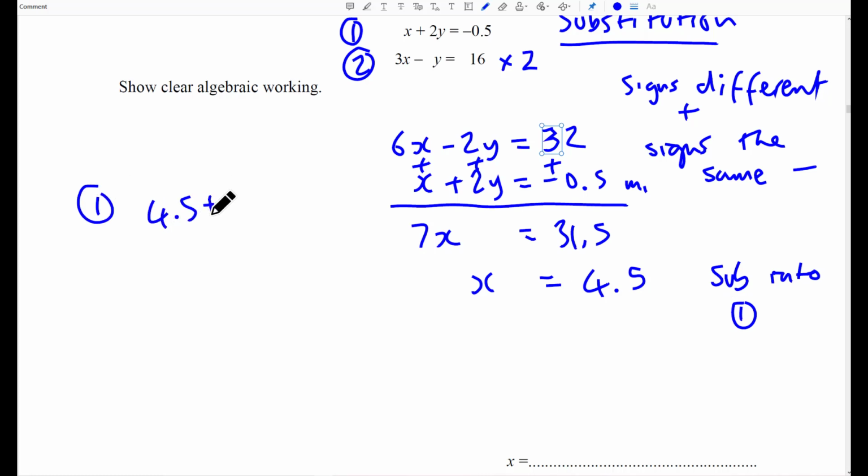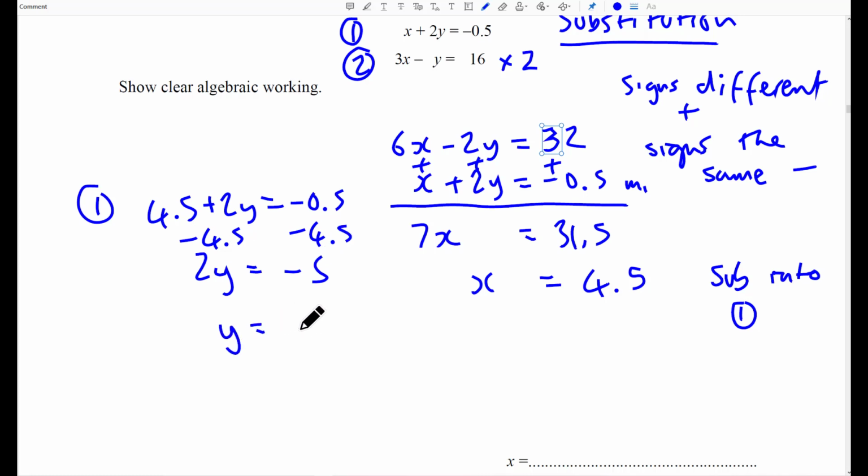So you're going to get 4.5 plus 2y equals minus 0.5. So we're going to get 2y equals minus 5, because we're going to subtract 4.5 from both sides. So I know that y equals minus 2.5. Right, so this is the key point underlined.